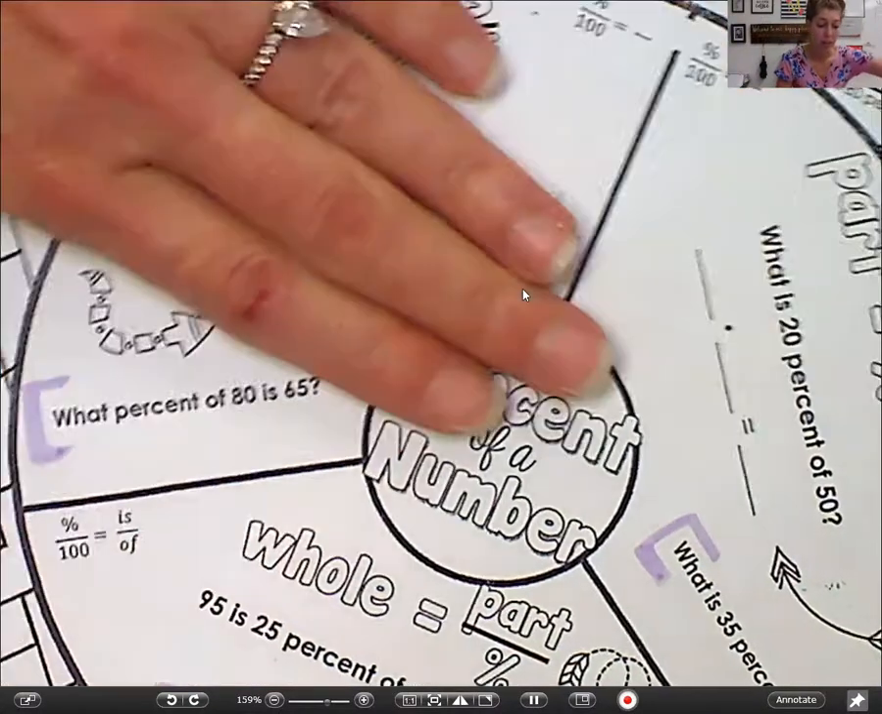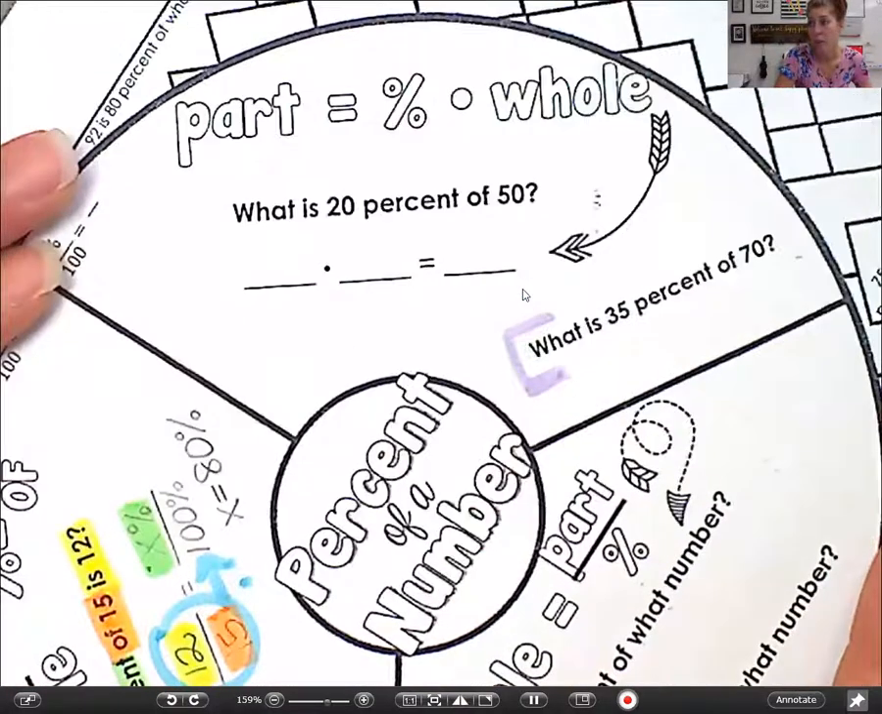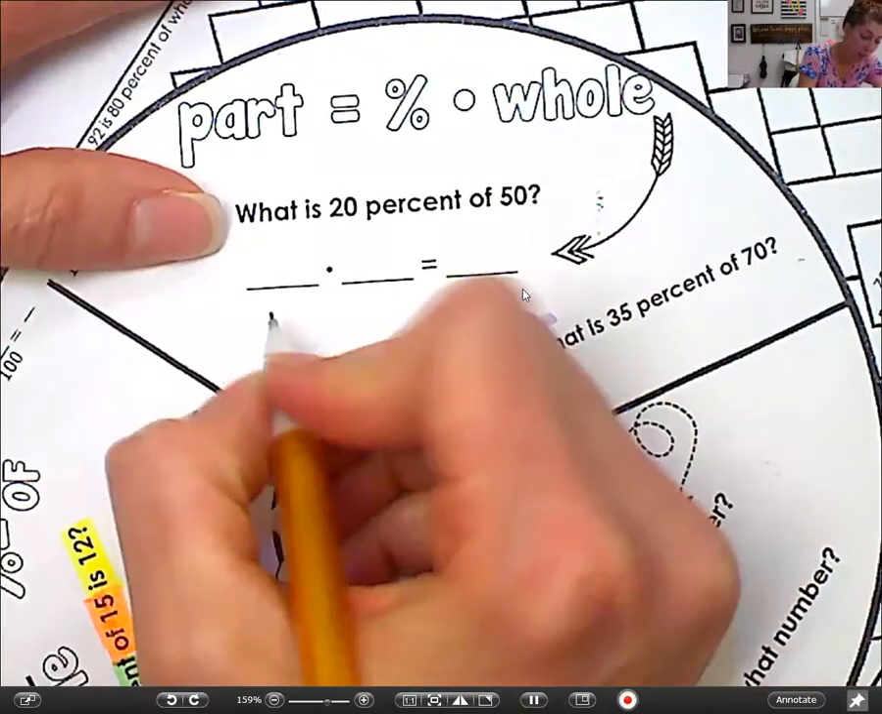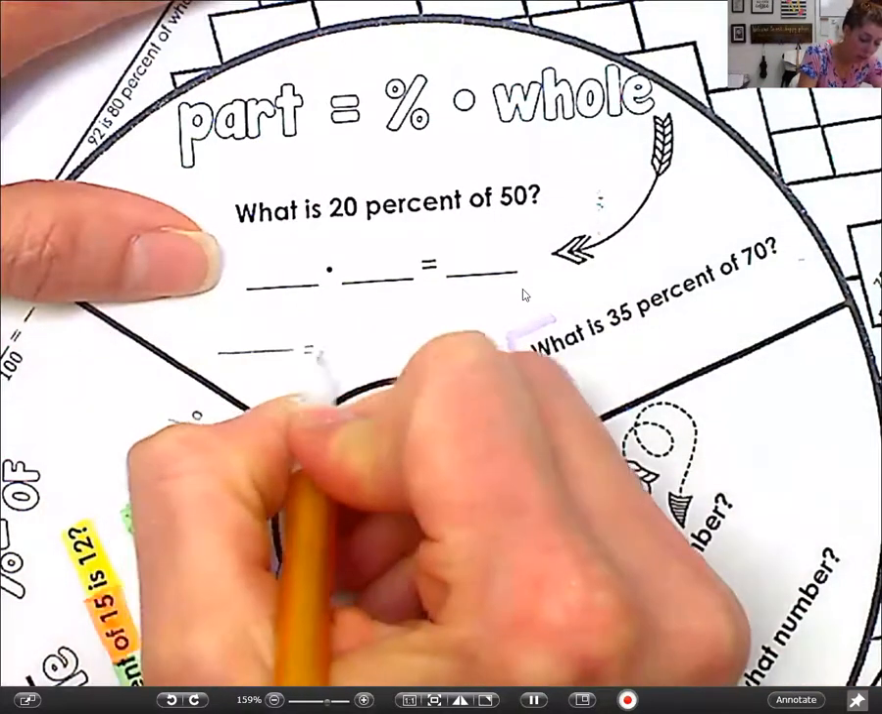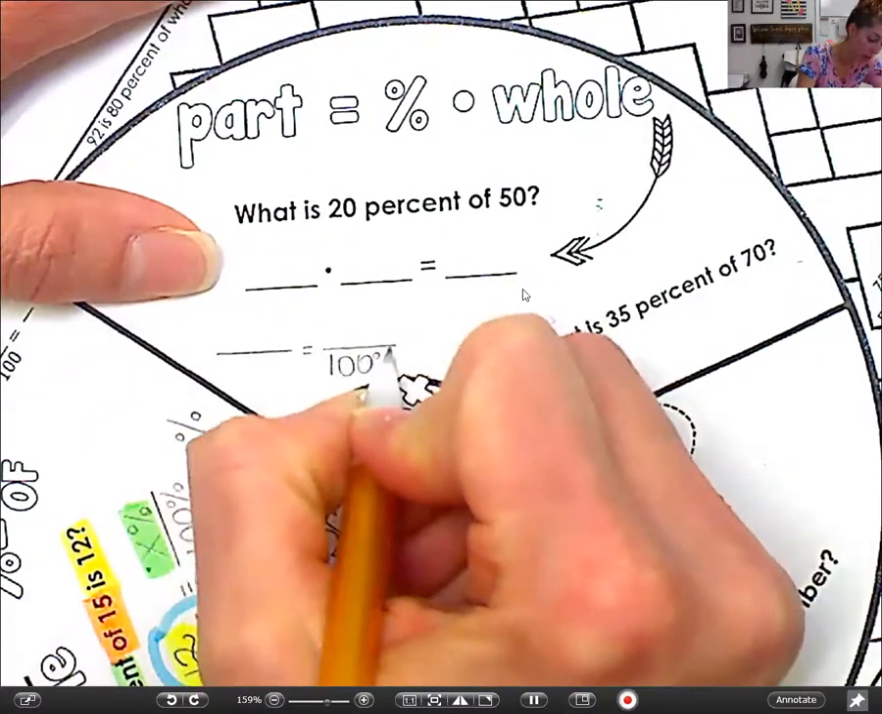Okay. I'm going to scoot this around and look at a slightly different style of problem. There's really two different ways you can approach this one. I'm going to show you my way first, and then I'll show you the shortcut. I'm going to put in that 100 there.